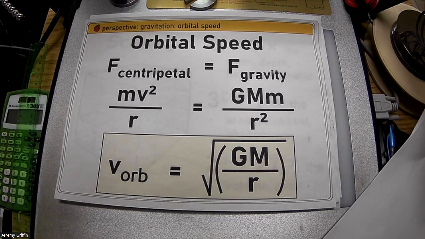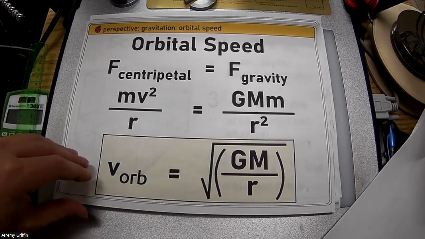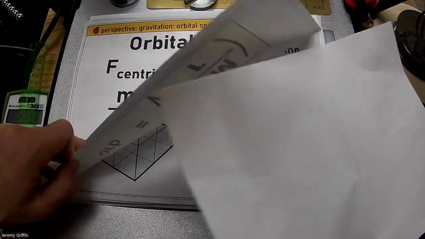Orbital speed, boom. You guys remember, too, you're not going to be asked about escape speed, but do you remember what escape speed is compared to orbital speed? You just slip a little 2 under here. You can show that from conservation of energy, but they're not going to ask you that.